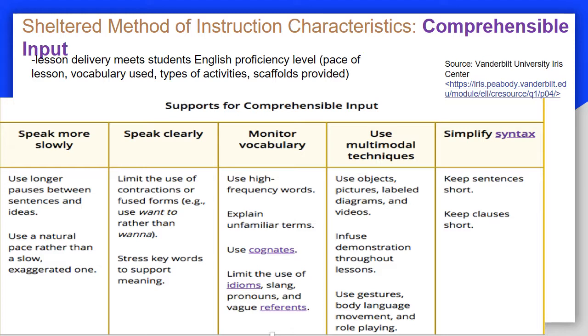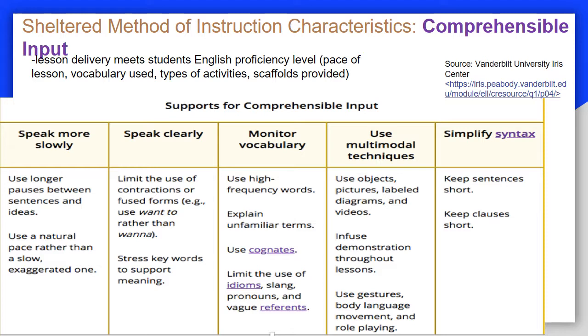to their native language. Furthermore, you should limit the use of idiomatic phrases like pull your leg or it's raining cats and dogs or time flies. Also, you want to limit slang and pronouns or even vague references to something. You want to be very specific. Instead of saying he, she, it, use the name of that person. Or instead of saying it, use this, describe the specific thing you're talking about. That way students can always stay with you when you're explaining the information.